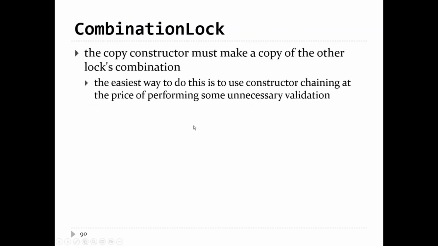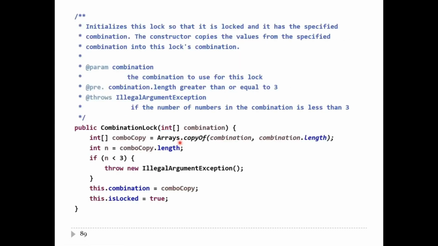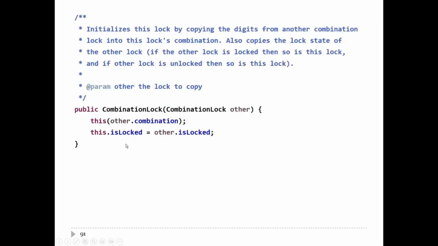So that calls this constructor here. This constructor here makes a copy of the combination and sets this combination to the copy. Finally, we have to copy the locked state of the other lock. So we set this.isLocked to other.isLocked. There's no new or anything here, because isLocked is a primitive type.